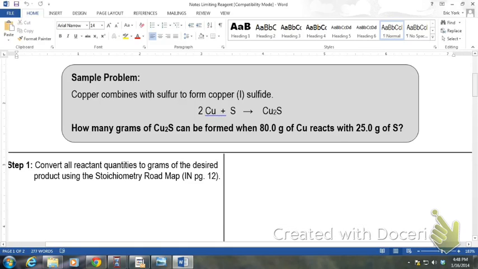Alright, so for this problem, we're going to solve what it says here. So it says copper combines with sulfur to form copper 1 sulfide. So here's our balanced chemical equation right here, and then here's our question. Again, we circle what it's asking for, so it's asking for grams of copper sulfide, but this is where it gets a little bit confusing. We now have 2 possible amounts to use, whereas before when we did these problems we only had 1. So we have 2 possible amounts to do, so this is actually like 2 problems in 1.